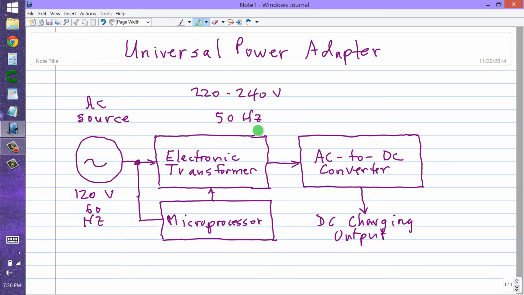I've never broken one apart, and I don't believe that anyone who makes a good one would reveal their circuit design to anyone. You'd have to reverse engineer the thing, and I'm not about to try and do that. What I thought, though, was that this is the way I would approach it as an engineer myself. Here is your AC source, and it is not necessarily 120 volts at 60 hertz. In fact, it is one of these other sources.